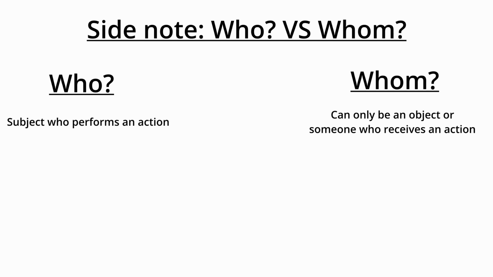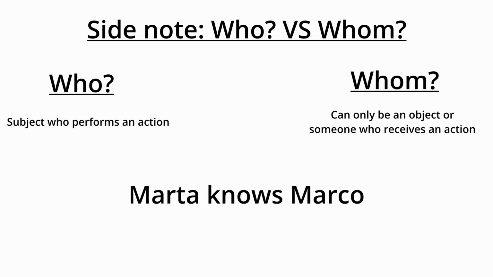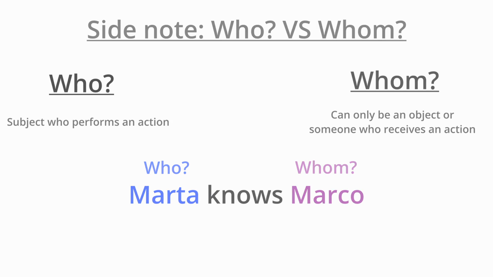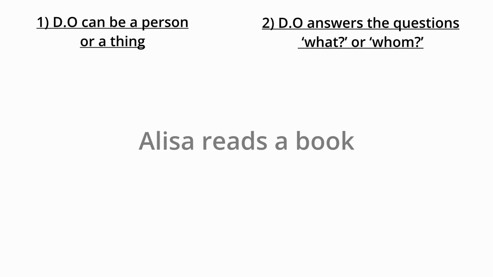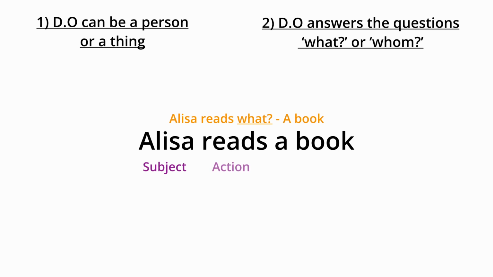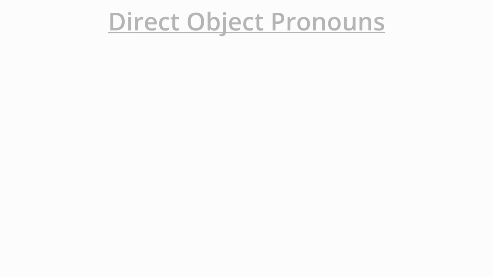So let's go back to our example of Marta knows Marco. In this sentence, when we ask who, it can only be Marta, and when we ask whom Marta knows, it can only be Marco. I hope it's clear. Having said that, let's take a look at our last example, which is Alisa reads the book. Alisa is a subject who performs an action of reading something. And that something is what? A book. Perfect. Now that we know what direct object is, let's talk about the concept of direct object pronouns.